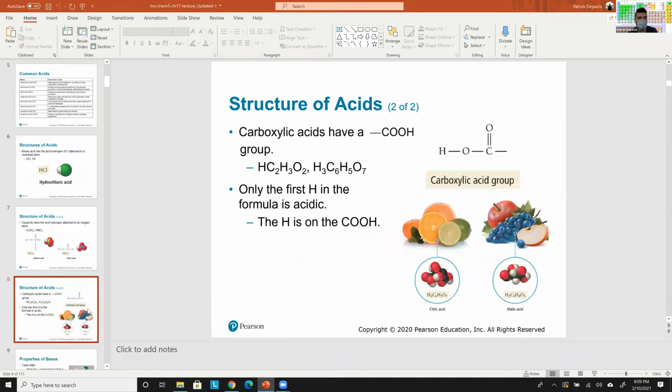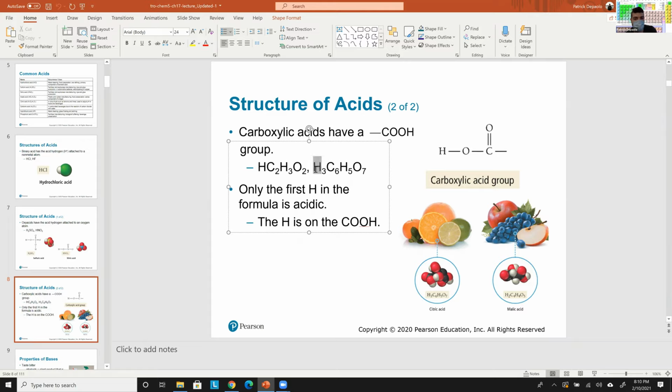Okay, so structure of acids. For the organic acids, the organic functional group that makes them acidic is this carboxylic acid group. And it's represented by the covalent bonds of C double bond O. That carbon's also bound to an oxygen and a hydrogen. And this is the hydrogen on the end, the one that's deprotonatable, the one that would be ionized when it reacts in water.